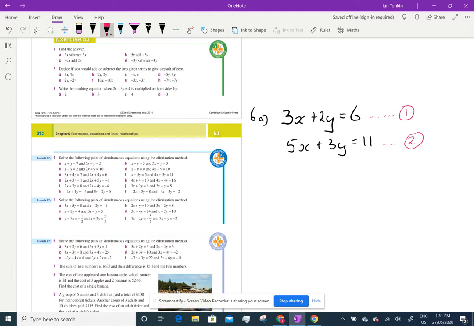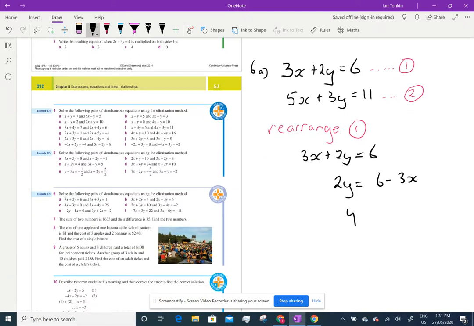But I told you to use substitution. So I am now going to rearrange equation number 1, and I'm going to make y the subject. So 3x plus 2y equals 6. I'm going to minus the 3x. 2y equals 6 minus 3x. And then I'm going to write y equals 6 minus 3x all over 2. And I recommend that you do it that way.